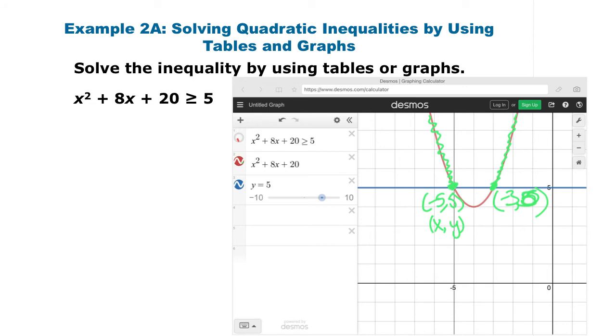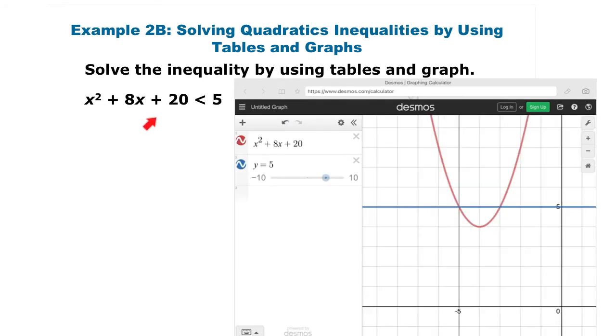greater than 5. Okay, so in this one we have the same function, but now we want to know when is it less than 5. So I've graphed my function, I've graphed the line y equals 5. I can see that right here is where my function ends up being less than 5. So again, these 2 points right here are really important. So if x is anywhere between -5 and -3, then my function is going to be less than 5.